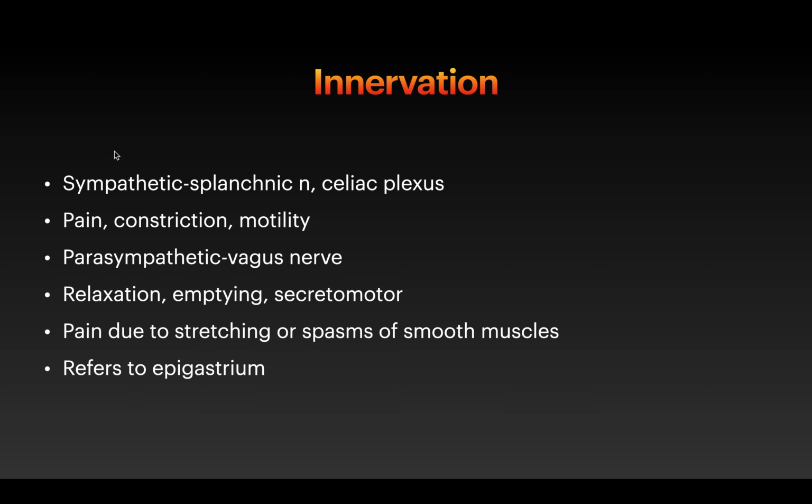So the stomach is going to be innervated by the splanchnic nerves along with the celiac plexus. It responds to pain, and is responsible for constriction and motility. The parasympathetic is going to be the vagus nerve, and that's responsible for relaxation, emptying, and the secretomotor functions. Pain is usually due to stretching or the spasm of smooth muscles, and that refers to the center of their abdomen, which is the epigastrium.